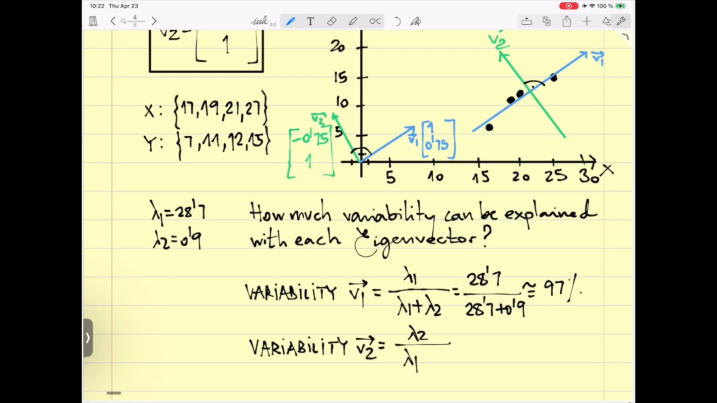The second eigenvalue is 0.9 divided by 28.7 plus 0.9. That is around 3%.